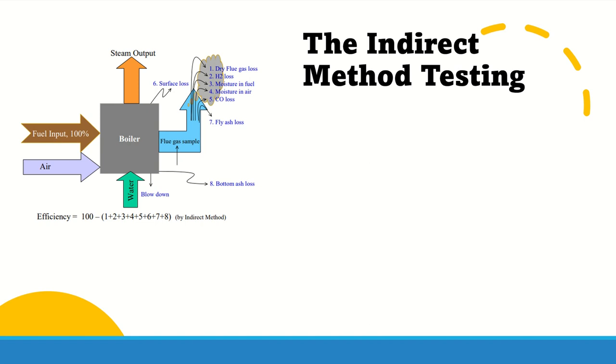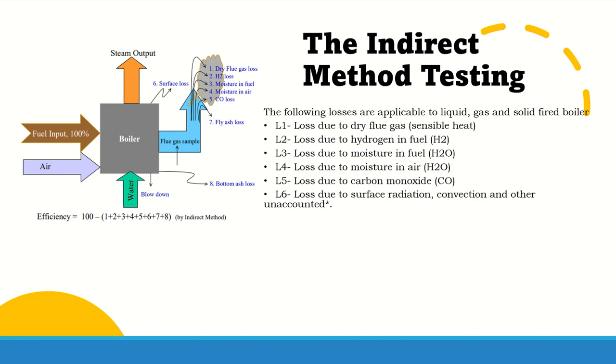First one is dry flue gas loss, second one is H2 loss. The losses are: loss due to dry flue gas, loss due to hydrogen in fuel, loss due to moisture in fuel, loss due to moisture in air, loss due to carbon monoxide, and loss due to surface radiation, convection, and other unaccounted losses. The unaccounted losses are very small and difficult to measure.